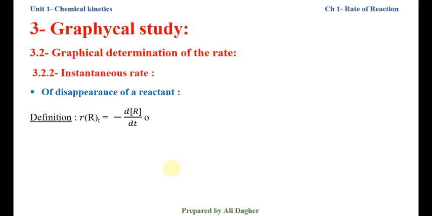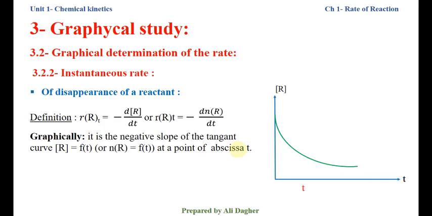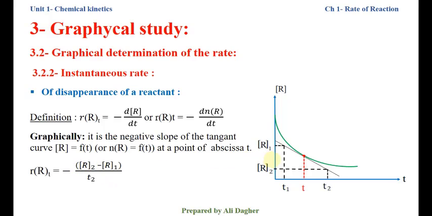Definition: rate of reactant at instant t equals minus d concentration over dt, or minus dn over dt. Graphically, it is the negative slope of the tangent on the curve concentration of reactant = f(t), or number of moles of reactant = f(t), at the point of abscissa t. On the graph, we determine the point of abscissa t. We draw the tangent on the curve at this point. We take 2 points on the curve. We identify the coordinates of each point. Then rate equals minus (concentration 2 minus concentration 1) over (t2 minus t1).